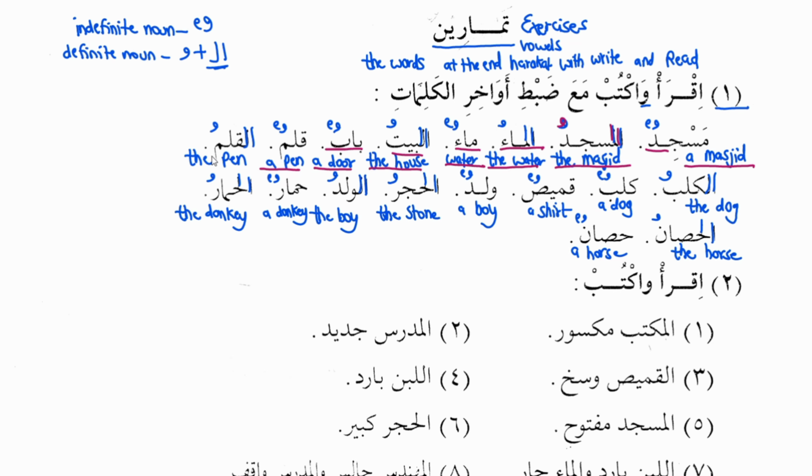Al-qalamu means the pen. Al-kalbu means the dog. Kalbun means a dog. Qamisun means a shirt. Waladun means a boy. Al-hajaru means the stone. Al-waladu means the boy. Himarun means a donkey. Al-himaru means the donkey. Al-hisanu means the horse. And hisanun means a horse.